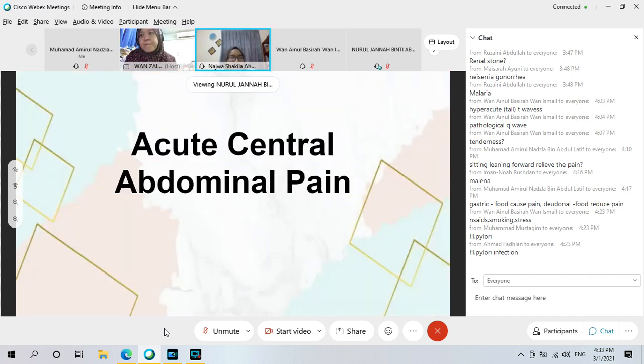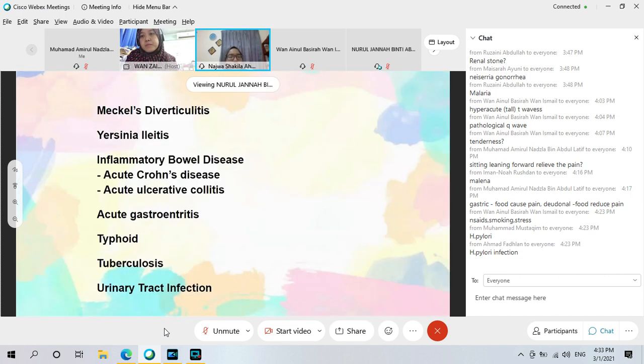Alright. Next is acute central abdominal pain. Okay, next. These are among the few causes of acute central abdominal pain. However, I want to point out that Meckel's diverticulitis is not in the center where it should be.